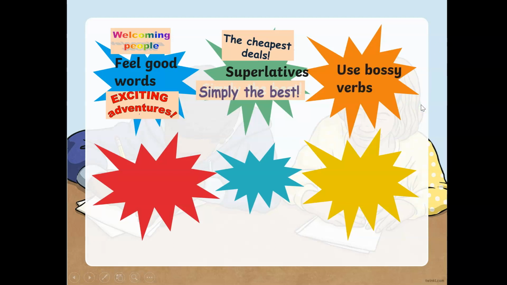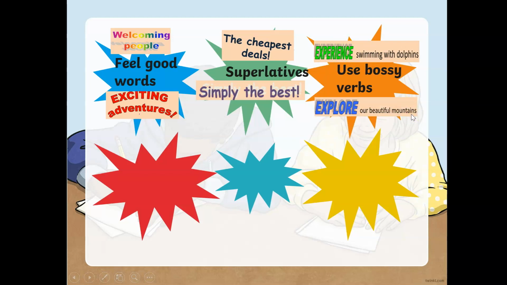Third, you need to use bossy verbs, like "experience swimming with dolphins." This word experience is a kind of imperative verb, so it's a direct verb. "Explore our beautiful mountains." Again, the verb explore. So when we talk about website adverts, these are the things which we should remember.